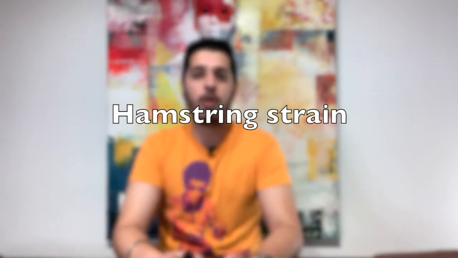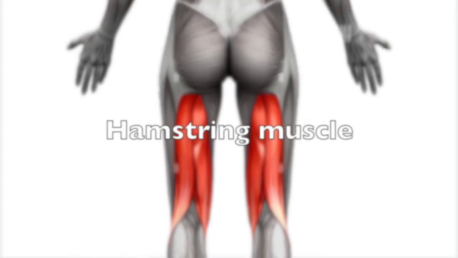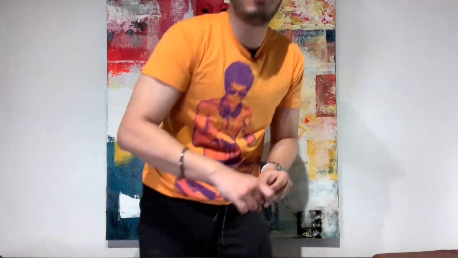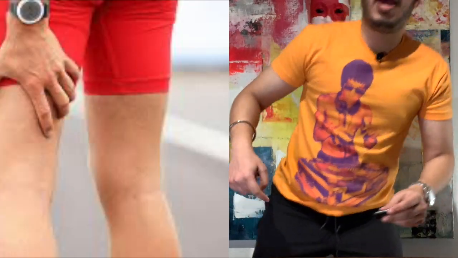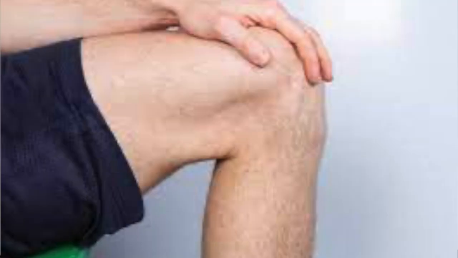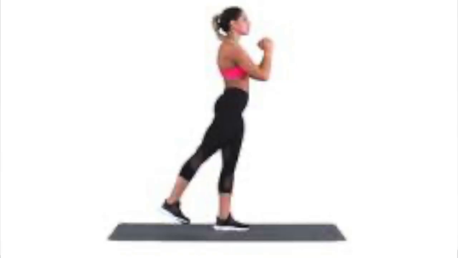So let's break down a hamstring strain. What exactly is a hamstring strain? For that, we first have to understand what the hamstring muscle is. The hamstring muscle is a group of 3 muscles present at the back part of our leg, right around here. The main action of the hamstring muscles is to basically bend the knee and bring the leg behind at the hip.